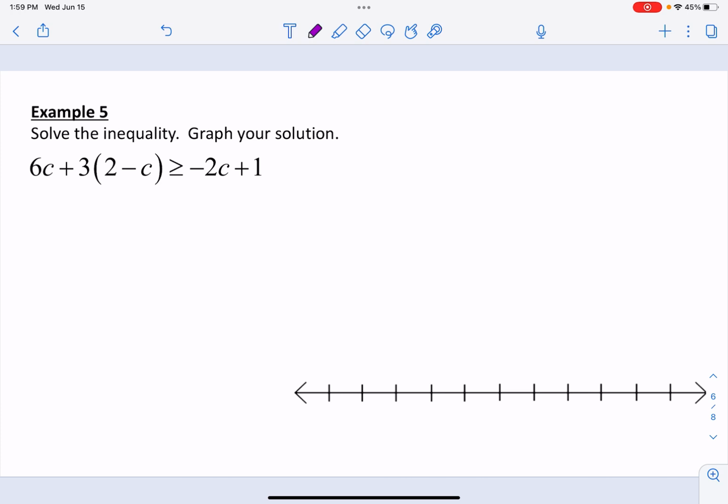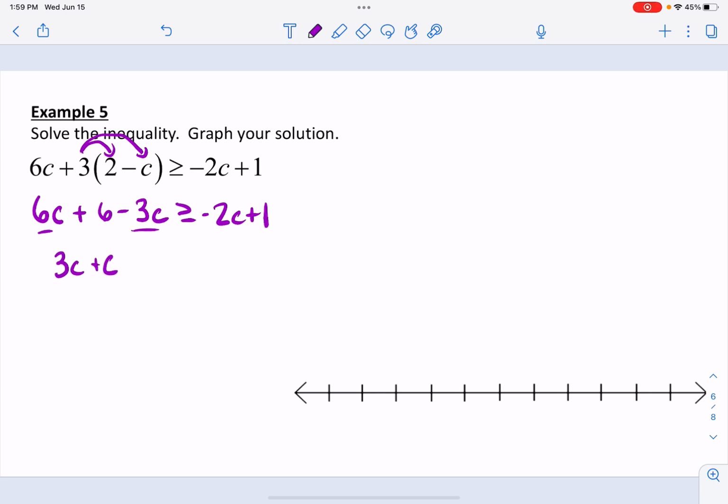Ooh, lots of work on this one. Okay, solve that inequality, graph the solution. First thing I'm going to do, distribute the 3. Okay, now combine like terms on the same side. I have a 6c and I have a 3c, so 6 minus 3 is a 3c plus 6 greater than or equal to negative 2c plus 1.